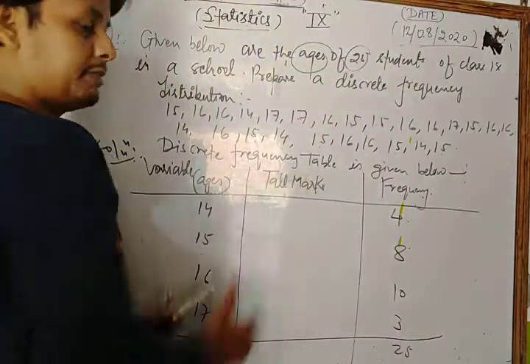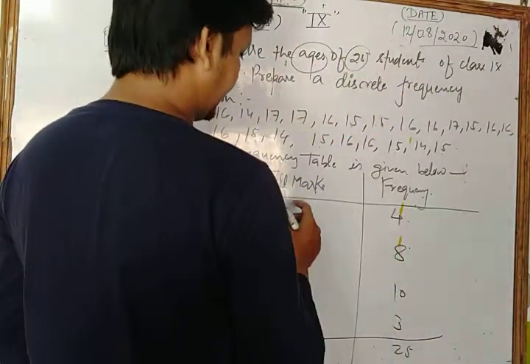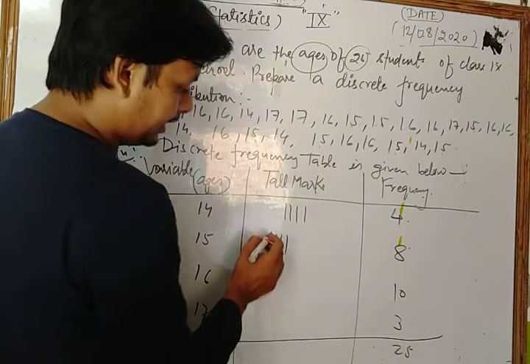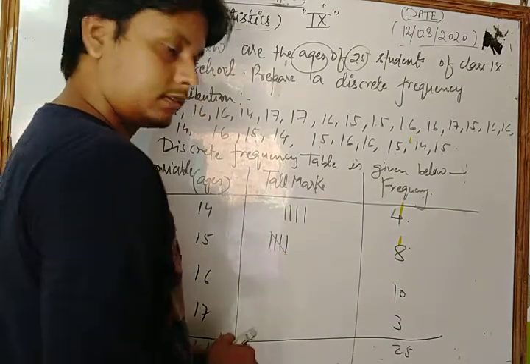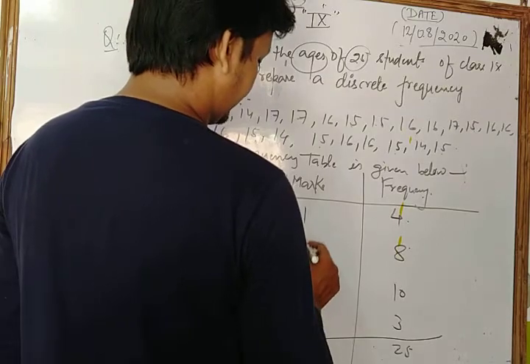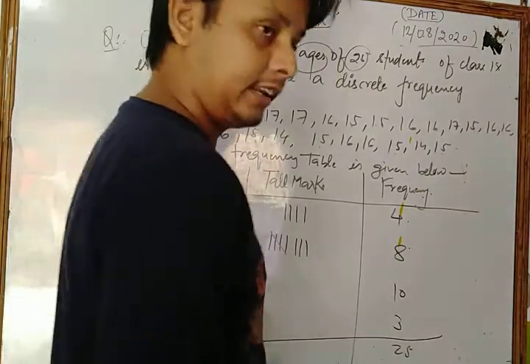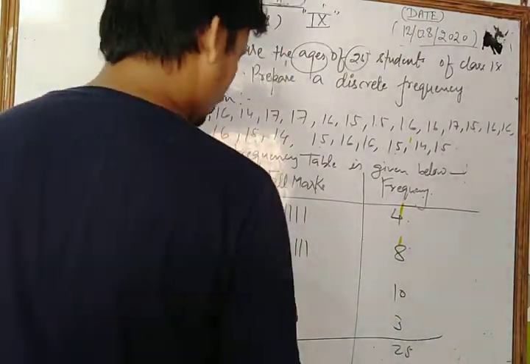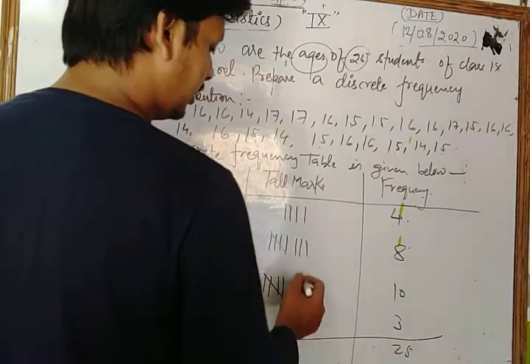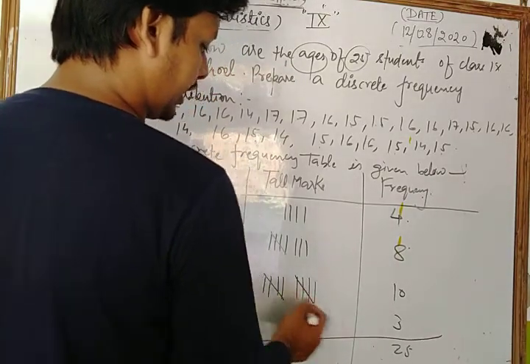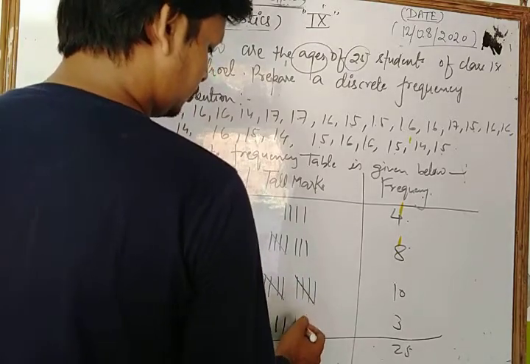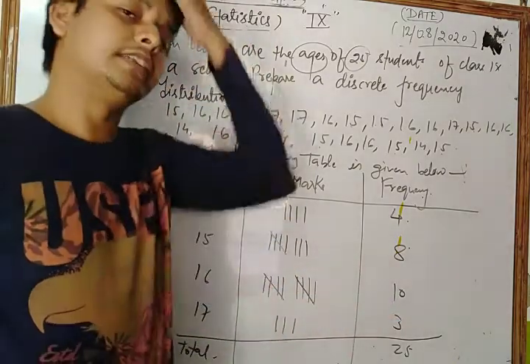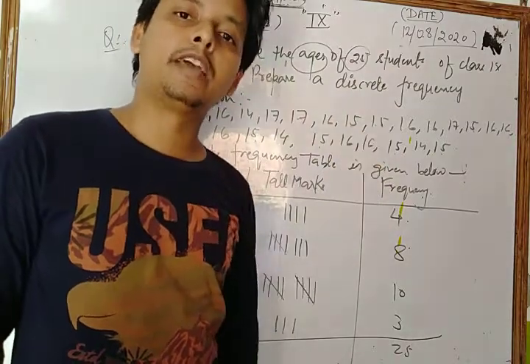And now the tally marks. This is frequency 4, so here we write 4 vertical bars: 1, 2, 3, 4. Now 8: 1, 2, 3, 4, and the fifth is a cross diagonally. Okay. Fifth, 6, 7, 8. Now write in this way. Now we write 10. Tally marks are always written in bunches of 5 bars. So we write 1, 2, 3, 4 vertical, 1 diagonal; 1, 2, 3, 4 vertical, 1 diagonal. So 5, 5, 10. So, dear students, this is our required discrete frequency table for the above question. Okay.